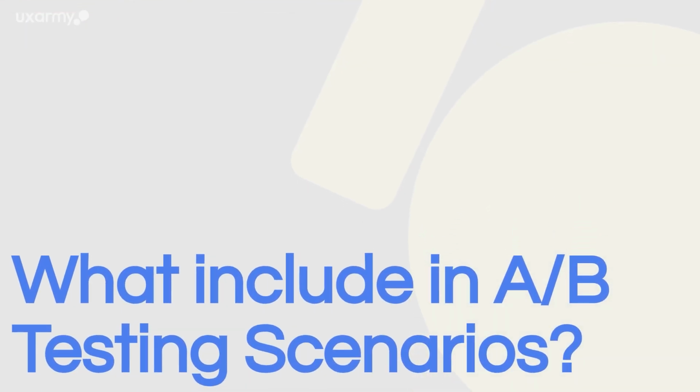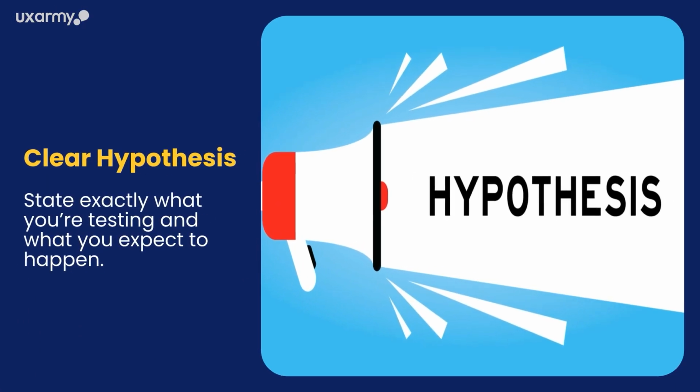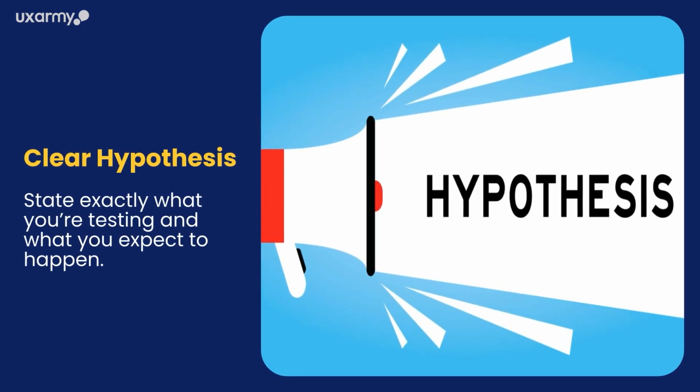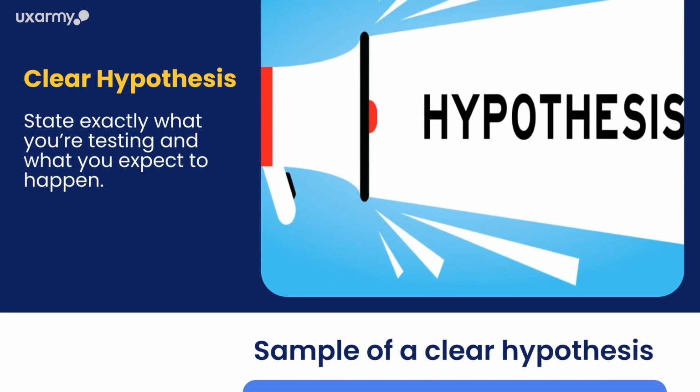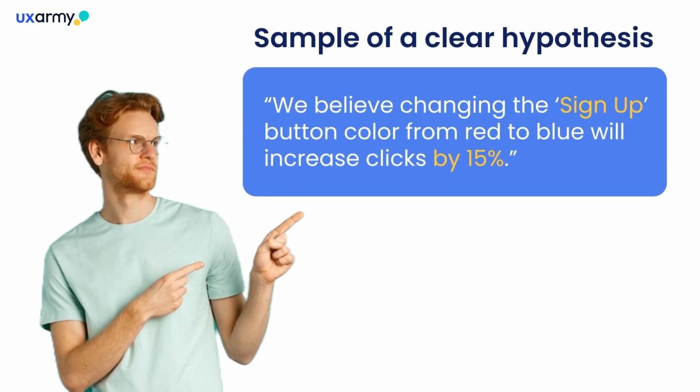Okay, so what actually goes into setting up a good A/B test? Here's the recipe. Clear hypothesis. State exactly what you're testing and what you expect to happen. Example: we believe changing the sign up button color from red to blue will increase clicks by 15%. A hypothesis keeps your test focused and ensures you're measuring meaningful changes.